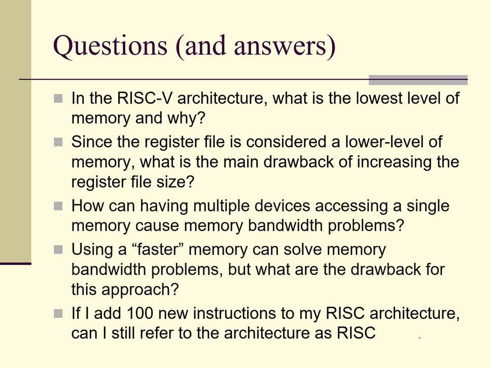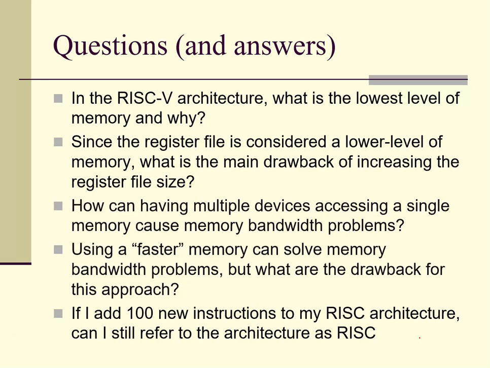How can multiple devices accessing a single memory cause memory bandwidth issues? Because you've got multiple devices accessing it. Sometimes they're going to access at the same time, which means one of the devices is going to have to wait. If a device is waiting, it's going to drop the throughput of the computer down and slow the operation of the computer down.